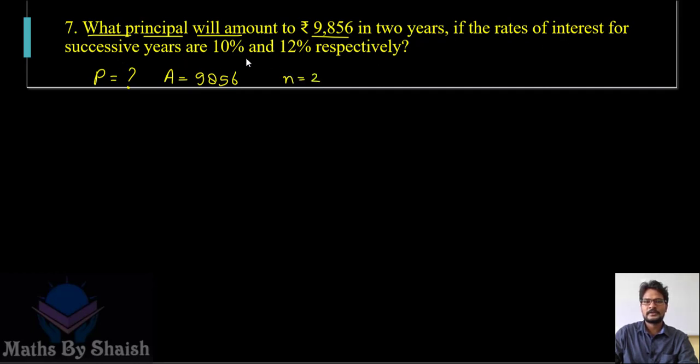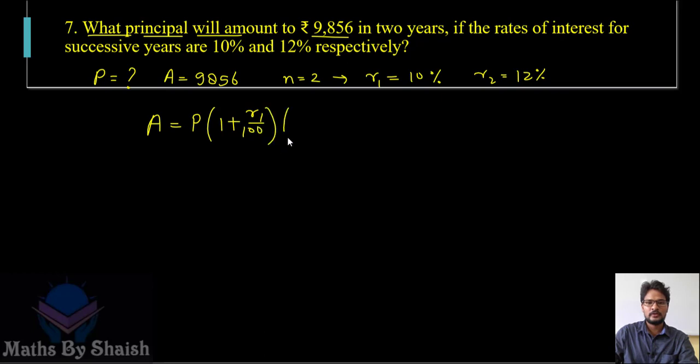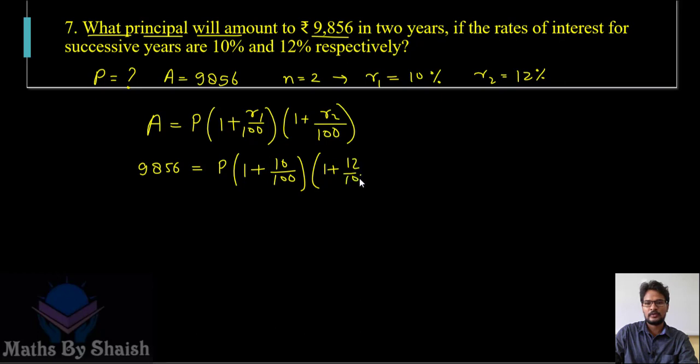for which the rates of interest for successive years are these. So n equals 2 means first year rate of interest is 10%, second year rate of interest is 12%. So we need to calculate the principal value. We are going to use the formula A equals P times 1 plus R1 over 100 into 1 plus R2 over 100, and we have 9856 equals P times 1 plus R1, that is 10 over 100, into 1 plus R2, that is 12 over 100. So these two got cancelled.